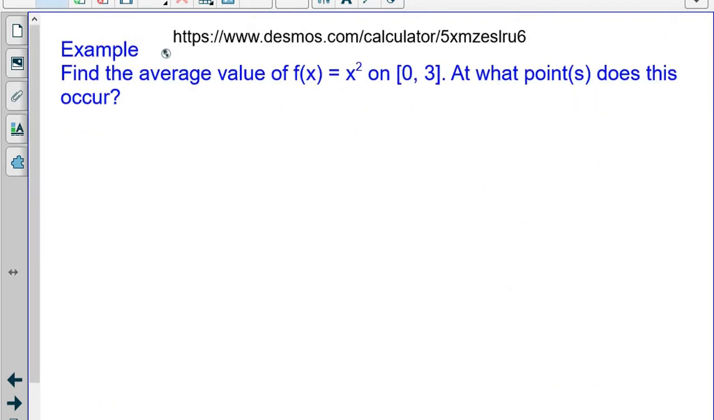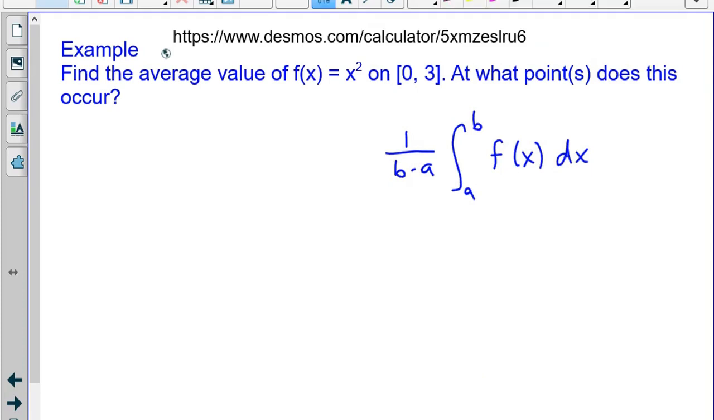Find the average value of x squared on 0 to 3. At what point does this occur? So let's do the actual problem, and then we'll explore what it looks like on Desmos. If we are trying to find the average value, that's the same thing as saying 1 over b minus a times the integral from a to b of f of x dx. We're trying to find the point that this occurs at eventually after we find the average value.